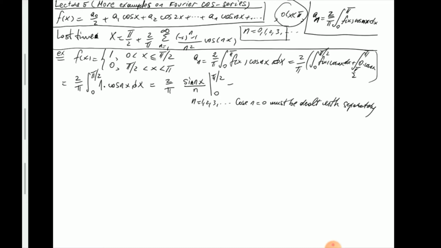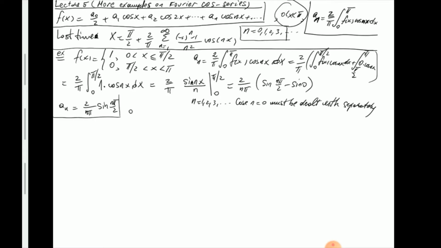All right, so let's finish up this integral here. That's going to be 2 over n pi times sine of n pi over 2 minus sine of 0. Let's leave the answer in that form. So this is 2 over n pi sine of n pi over 2. And let's do the case a naught, for n equals 0, separately.